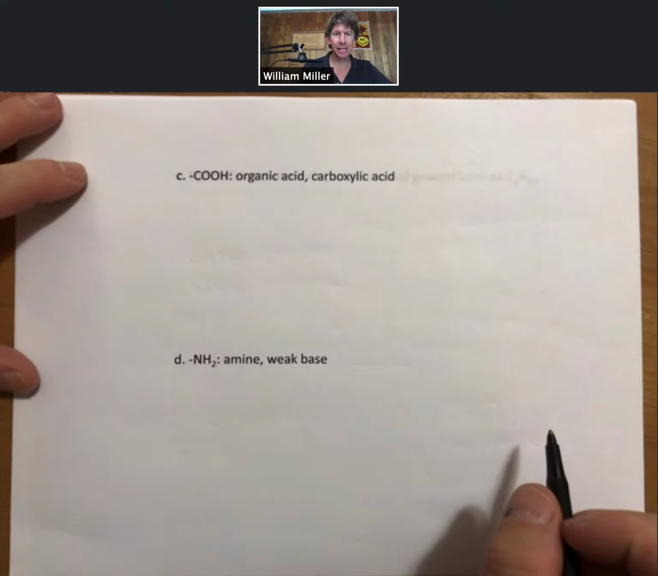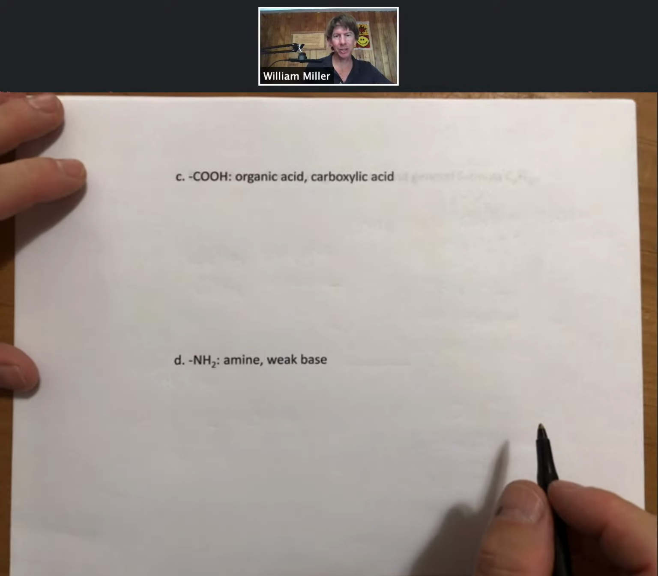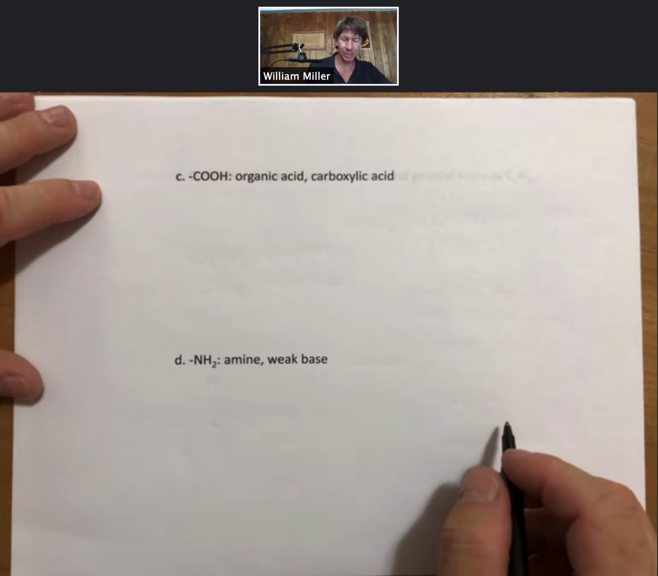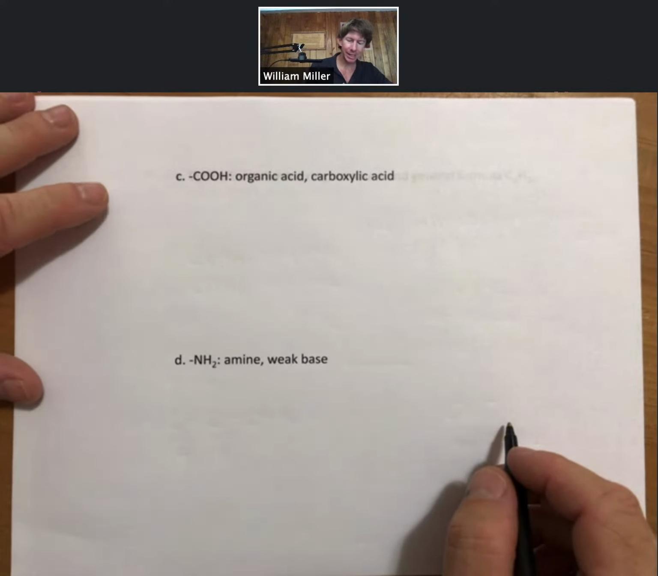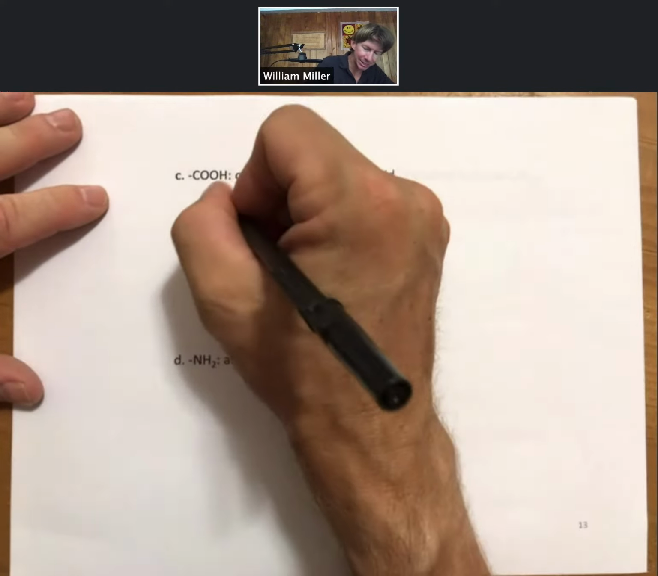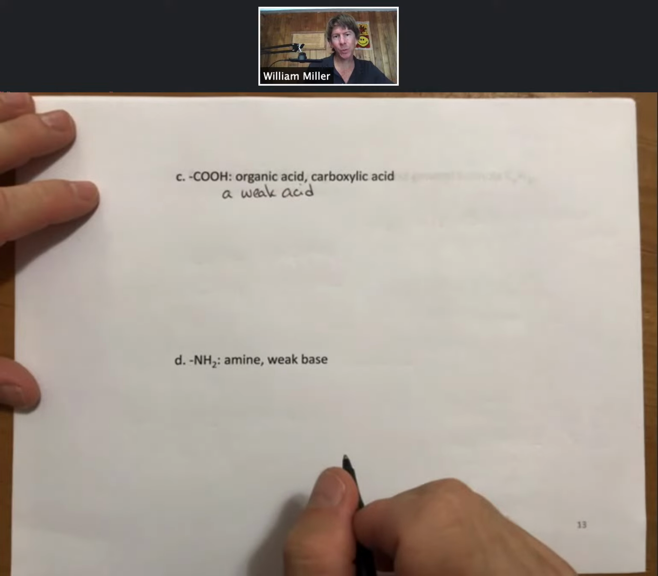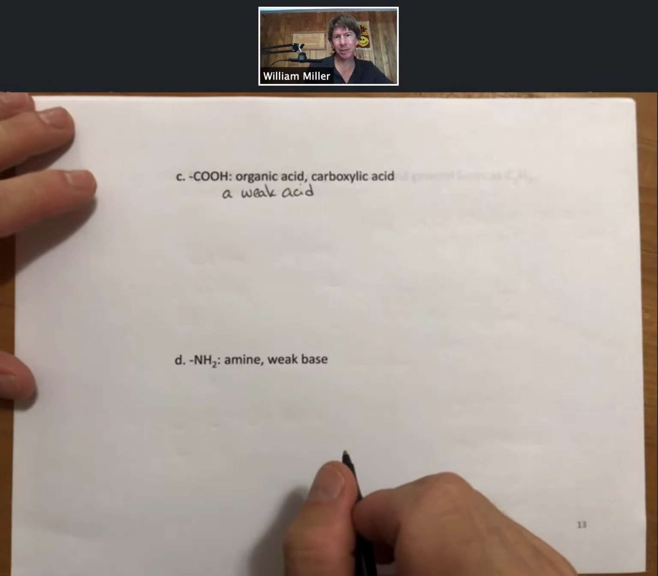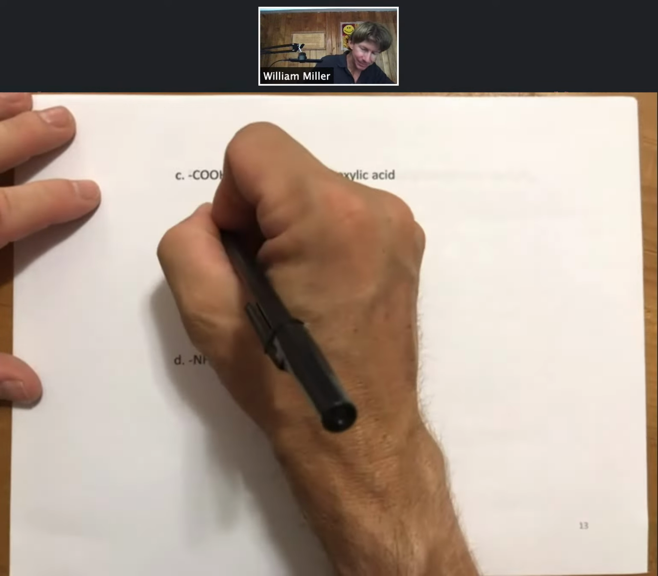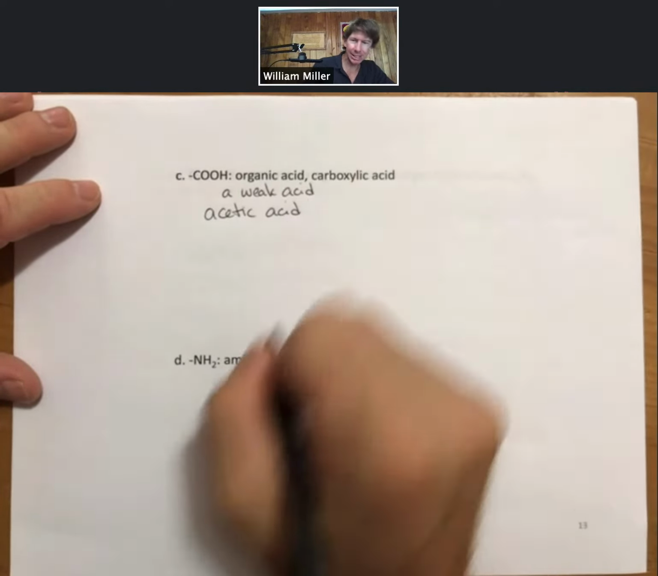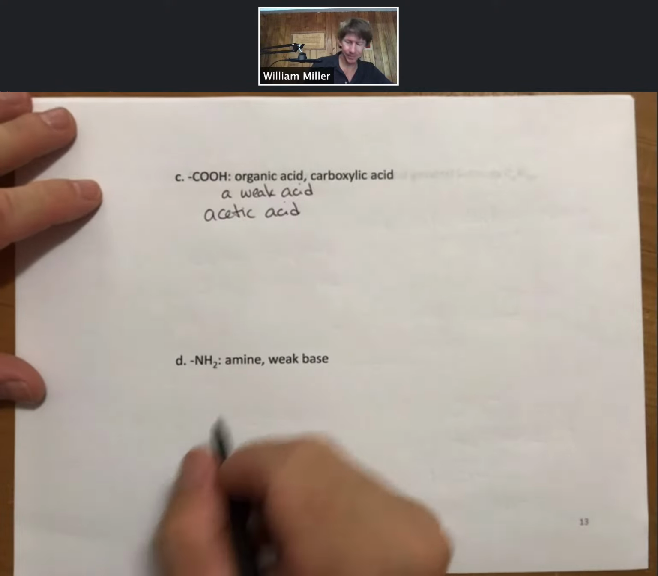Here we see again our organic acid, the carboxylic acid, that's a new name, group. It's called the COOH group, and it is a weak acid. And a very common weak acid that has this is acetic acid. And acetic acid is the acid in vinegar.